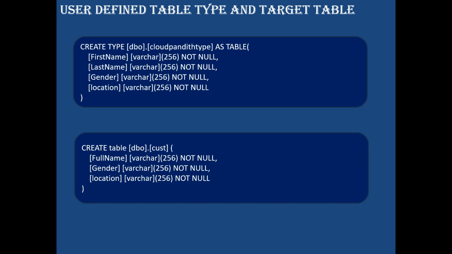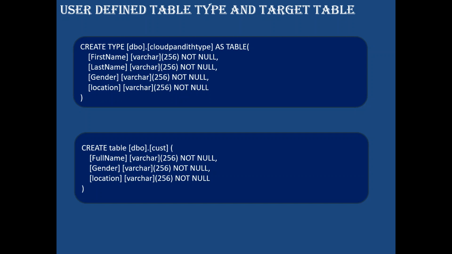Next, I am creating a target table because the target table should have the full name, gender, location. Full name should be a combination of first name and last name. Gender should be the first character in uppercase. So gender I'll transform, and location I'll load as is.